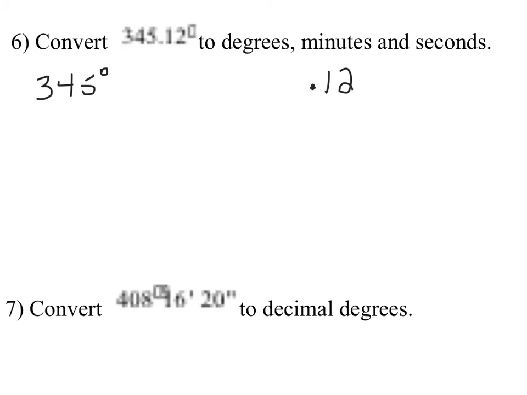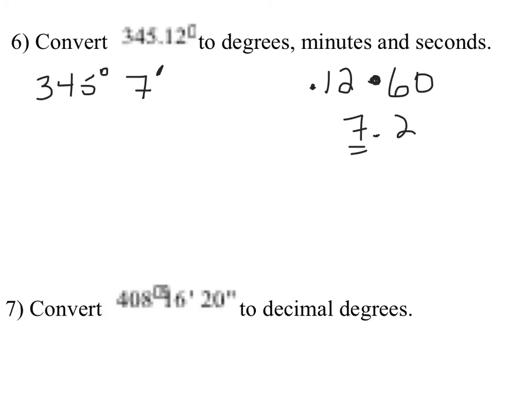So the first thing we're going to do is multiply the 0.12 times 60, because there's 60 minutes in 1 degree. So when I multiply 0.12 times 60, I get 7.2. Well, for this part, I'm going to keep the 7 for my minutes. I'm going to write it over here, 7, and the mark for minutes is just one hash mark or one apostrophe.